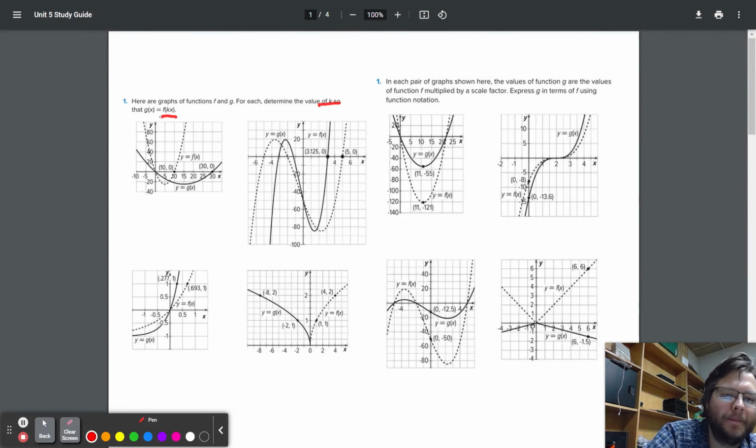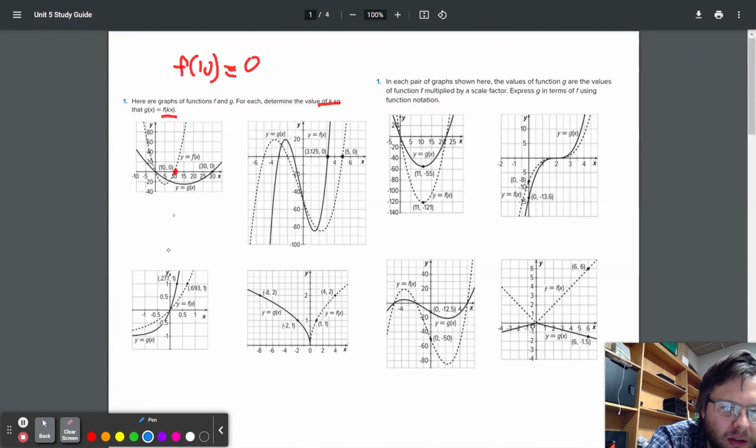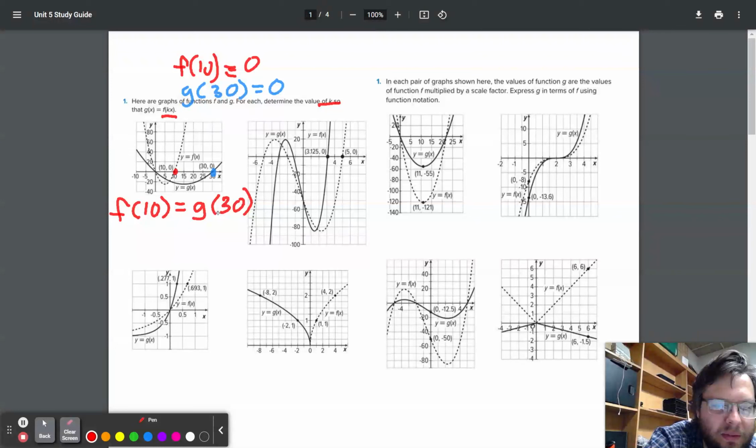So what I'm going to do is basically figure out how much wider we have to go here. What I notice is that I have a point of 10 comma 0, which means that f of 10 is equal to 0. I also have another point here, which is 30 comma 0, so I know that g of 30 is also equal to 0. Then I can write that down as one equation: f of 10 is equal to g of 30, right?